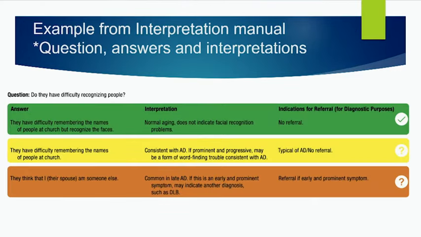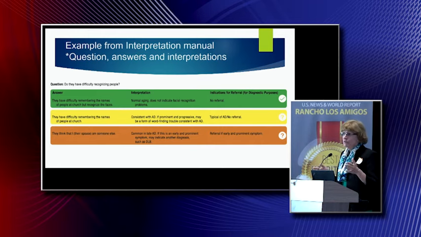So what does it look like? In the original toolkit, this is the kind of thing you would be looking at. The question is, do they have difficulty recognizing people? And then they give various types of answers. So if they have difficulty recognizing the names, but they can recognize the faces, well, that's probably normal aging, okay? But if they can't really recognize the people and the names, then that's maybe more consistent with AD, okay?